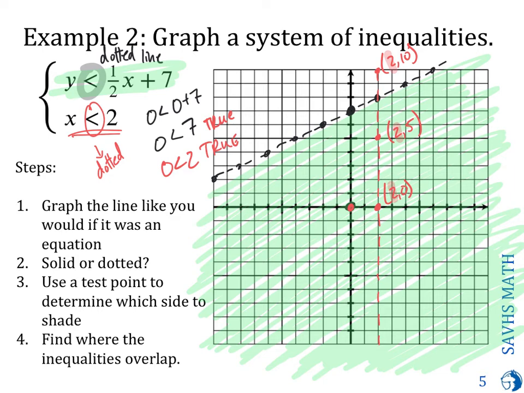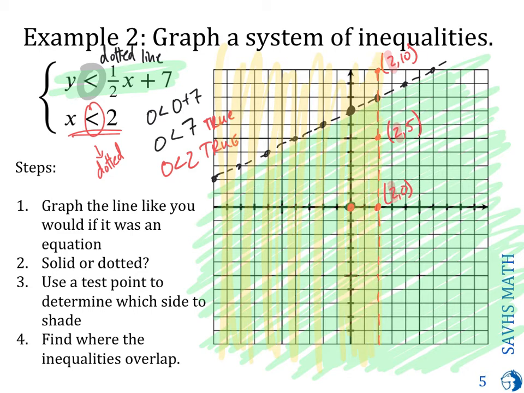So that means that I need to shade all on the side where the 0, 0 point is. And so I'm going to shade all of this stuff over here, all the way up until we get to the line.